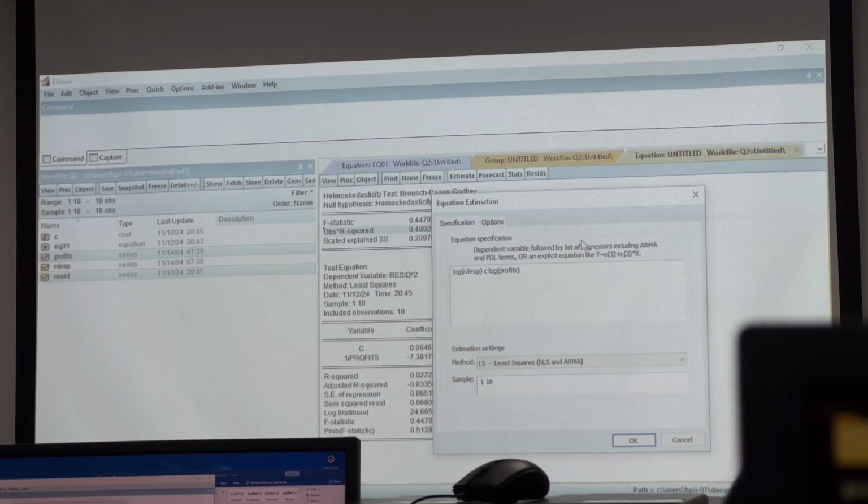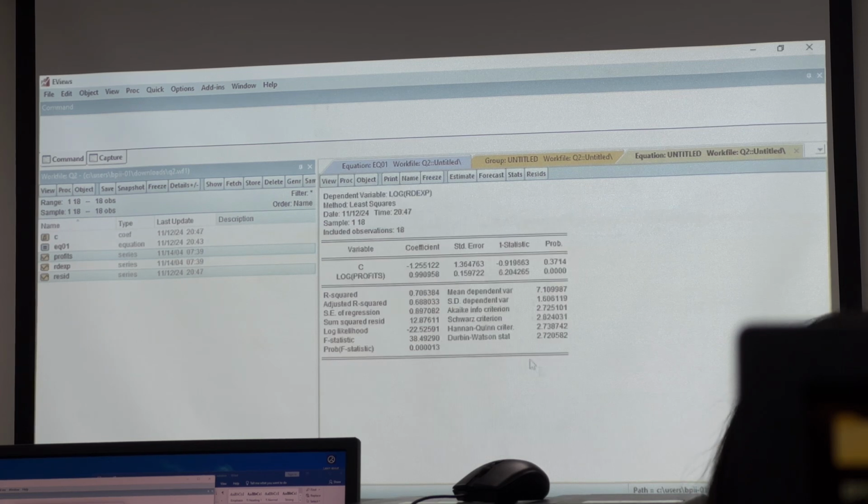But in terms of interpretation, you have to be careful. You have to interpret as percent, because using double log model, you interpret as elasticity. You cannot interpret as usual. So when profit increases 1%, the R&D expenditure increases by how many percent? By 99%. No, 0.99%, not 99%. 0.99%. Okay.